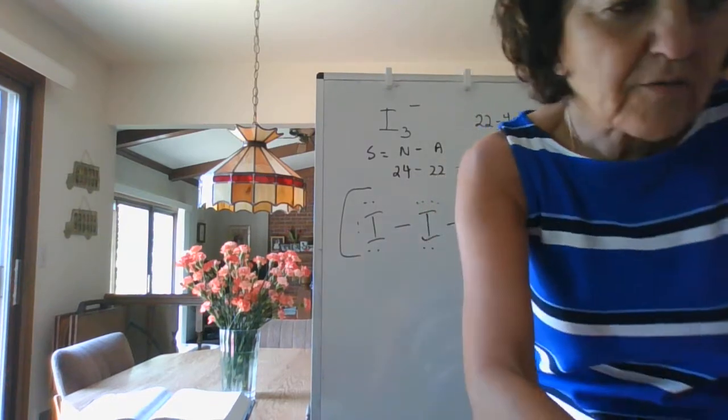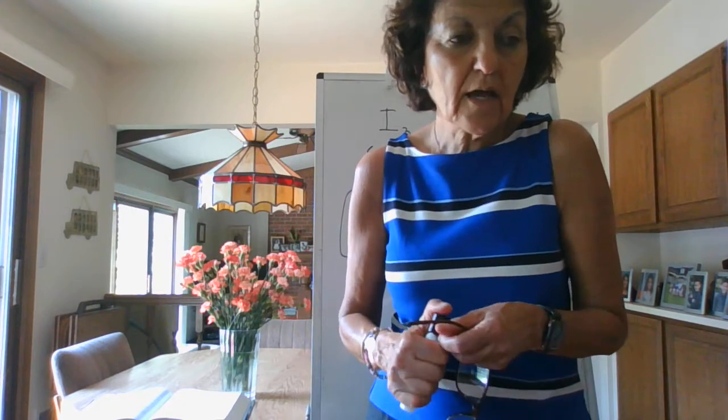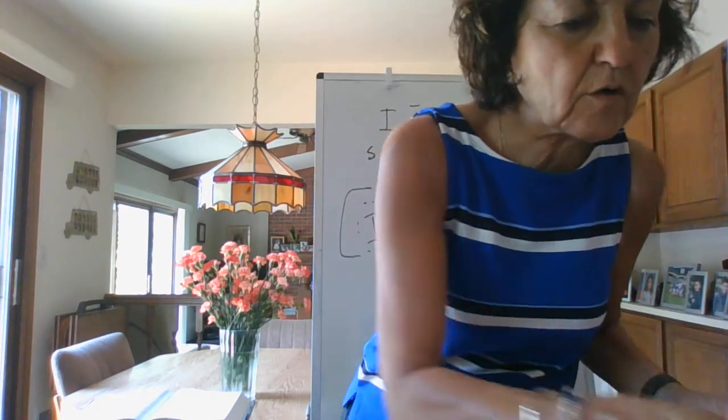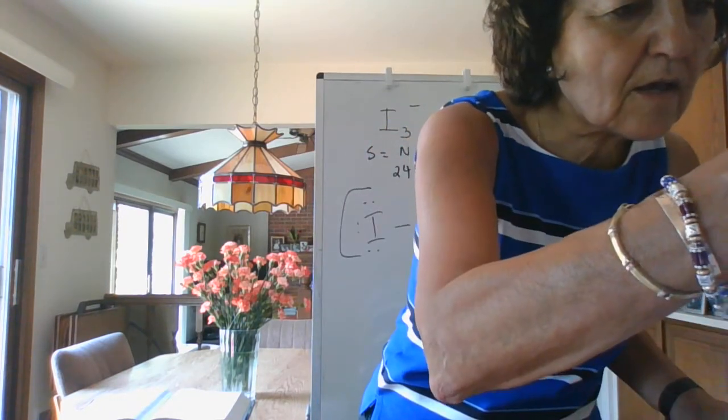Okay, I think I've given you enough examples of the exceptions to the octet rule. And like I said, we are ready to move on to the concept of formal charges, I think. Yep, yeah, we'll do that in the next video.